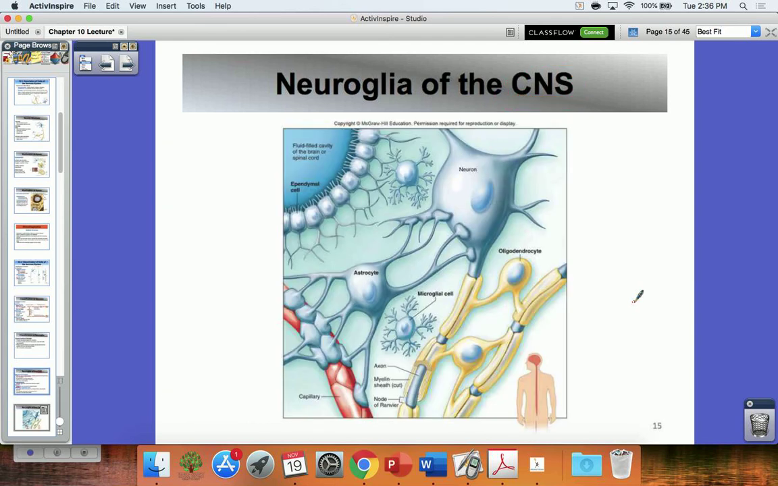This picture here just kind of shows all the ones of the CNS. We have our oligodendrocytes that do the same thing as the Schwann cells. This is just in the CNS. We have our astrocytes that are connecting the neuron to blood vessels. We also have epidermal cells that produce this extra layer, this barrier, so like the bodyguards. And then we have microglia that are there to engulf any solid particles that should not be in the area.